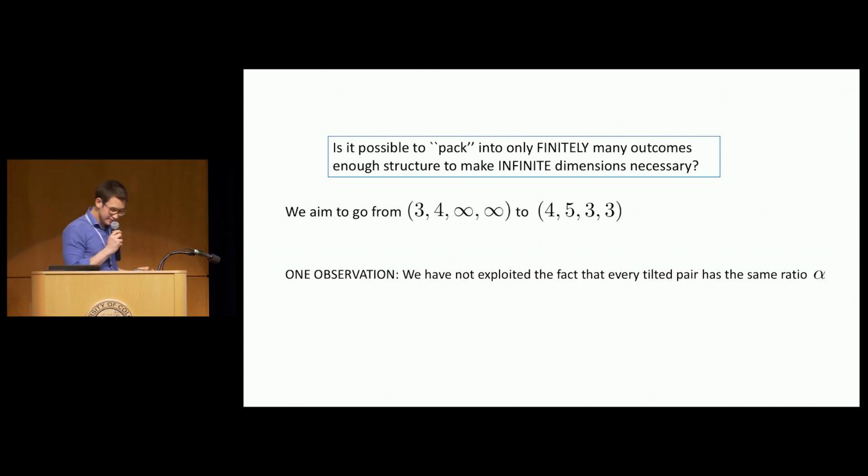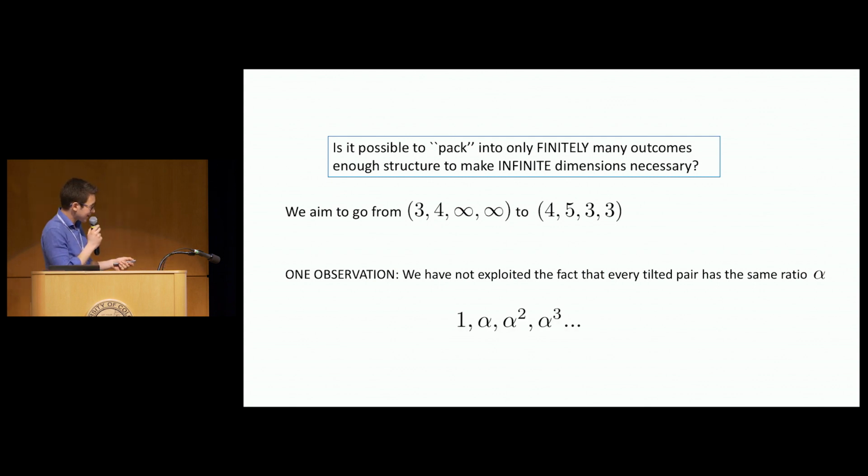And one observation is that we haven't really exploited the fact that every tilted pair has the same ratio alpha. There seems to be some redundancy, some symmetry that we have not exploited, and we really need to exploit some symmetry if we want to pack enough structure into just finitely many outcomes. So in the next slide, I'll give you an idea of how we exploit this symmetry.